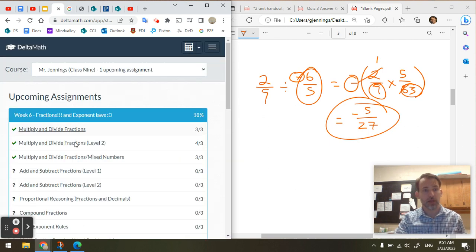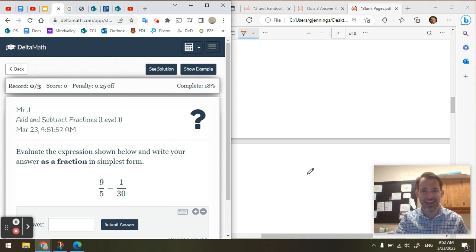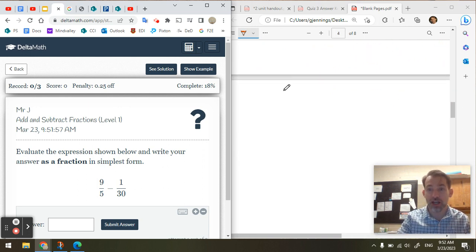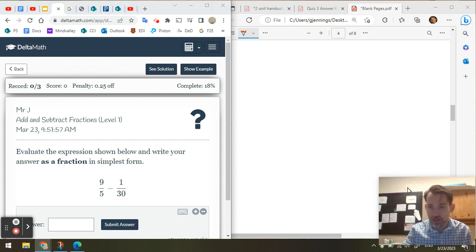Hey, let's keep going. All right, add and subtract fractions. Can't wait. I love adding and subtracting fractions. All right. Okay, so when adding and subtracting fractions, unlike multiplication, you need a common denominator.